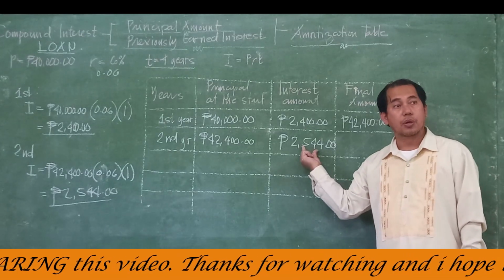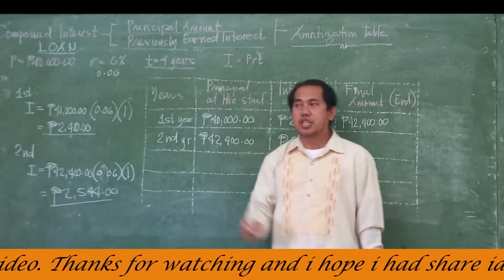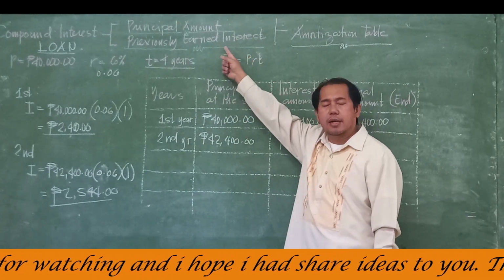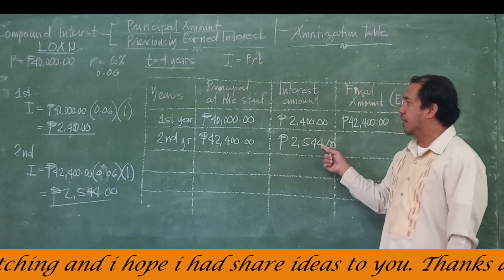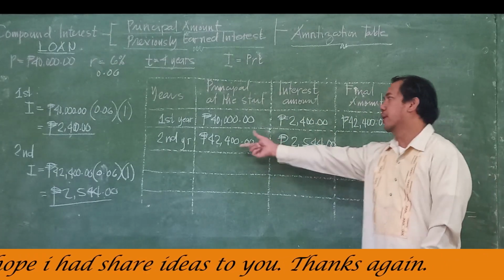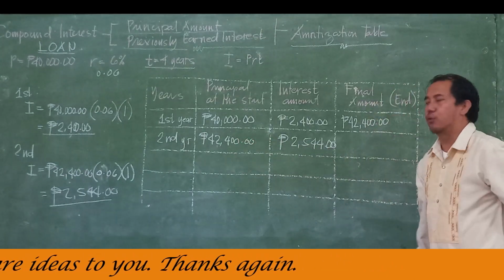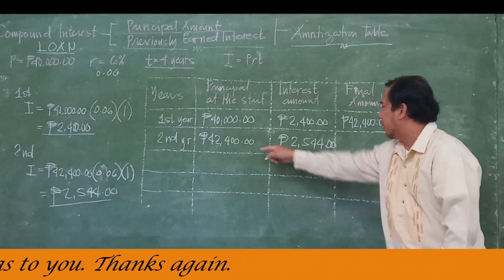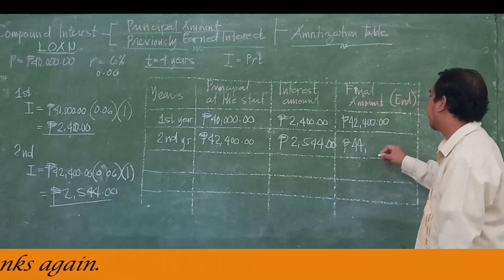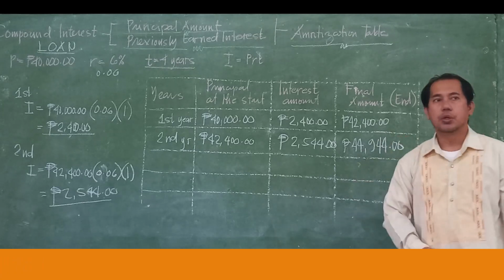Do you follow? Yes. So, have you seen this one? The principal earned interest, and the earned interest incurs another interest. How much? 144 pesos. Now, in the second year, assuming that you're going to pay the full amount, how much? You add them. Just add. So that is the same as 44,944 pesos. Do you follow?